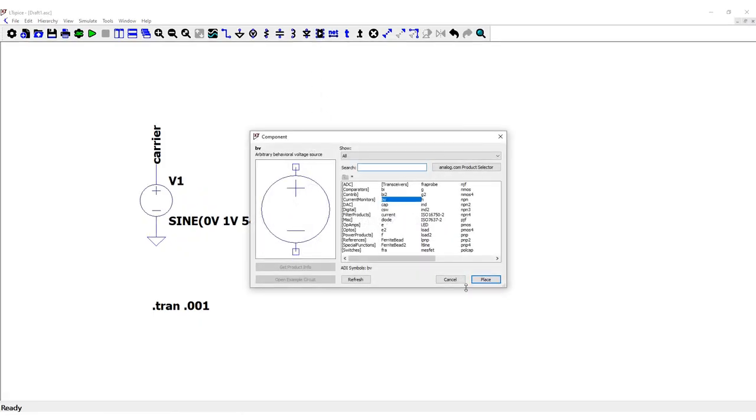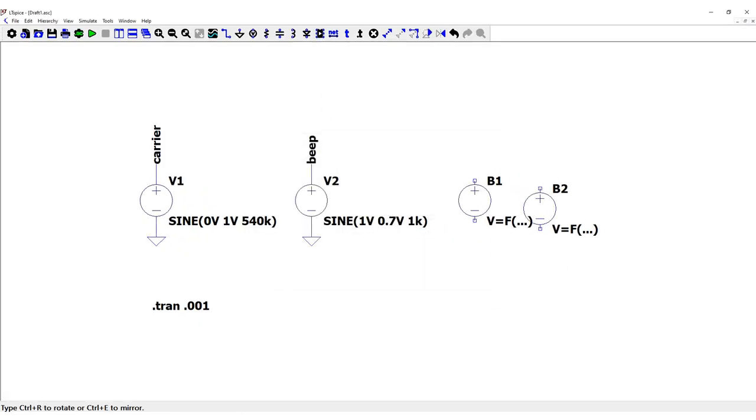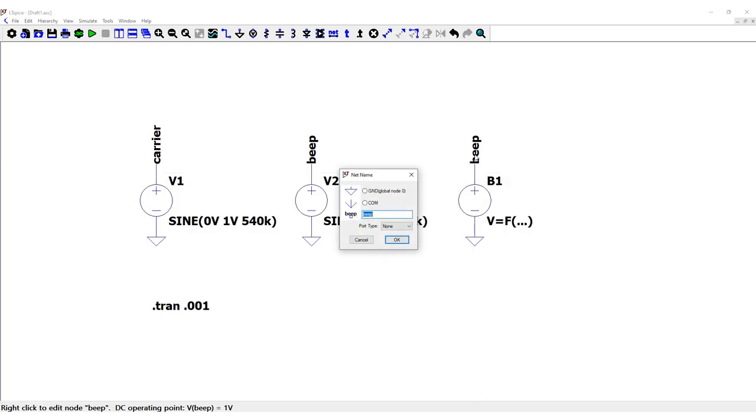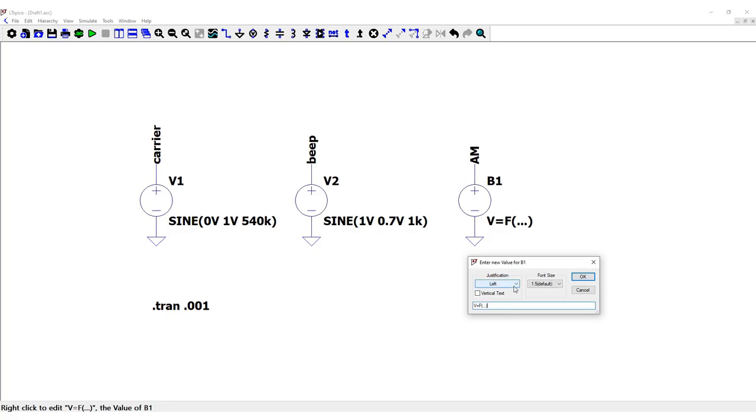And now we need one important component to mix the two signals. It's called an arbitrary behavioral voltage source. What can we do with this? We must multiply the two signals together. So we do it: V carrier times V beep.